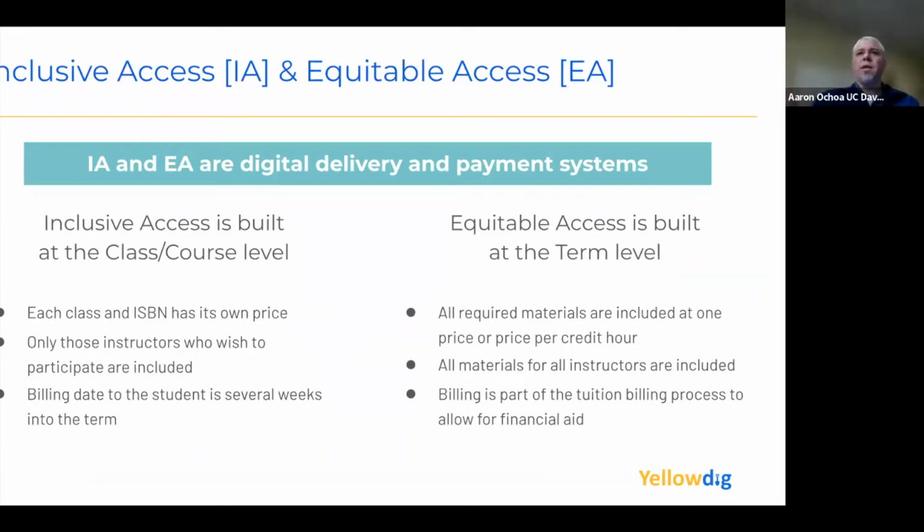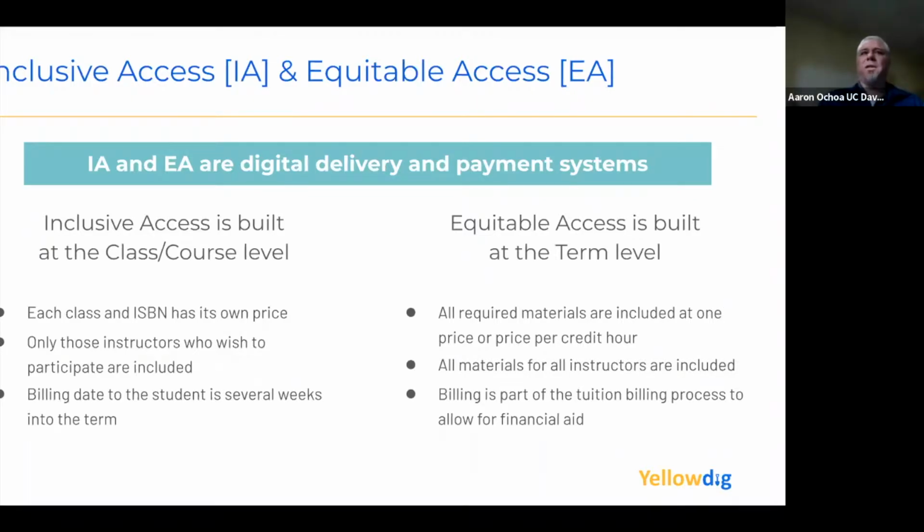Okay, so when I was asked to put this together, the questions that were asked basically was, what's the difference between the two? We have an IA model and we have an EA model, and lots of times things get lost in translation. Even within IA, we all know that the term inclusive access can be called multiple things. We have different names, direct access, first day access, whatever you may call it on your campus.